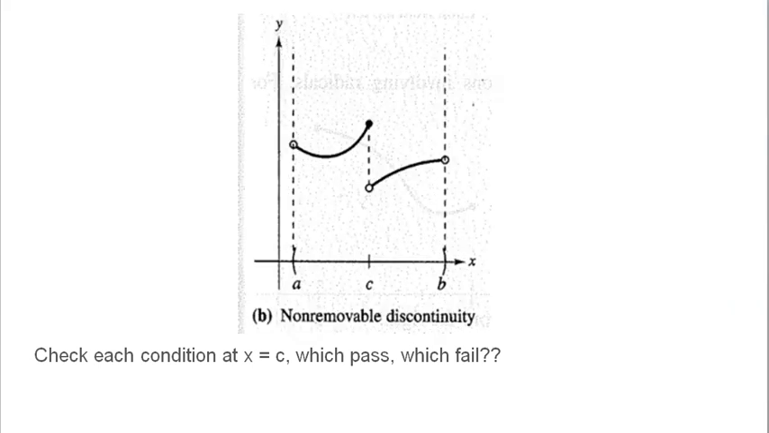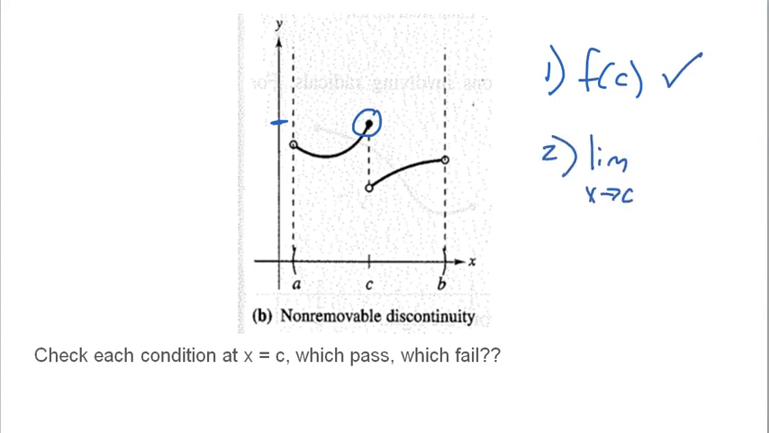Here's another example, and in this case, let's check the first condition. What happens at C? Well, I am defined right here. At C, there is a defined value right there, a filled in dot. So that condition passes. But number 2, the limit as x approaches C, sorry, this does not exist. The left side is up here, the right side is down here somewhere, the limit does not exist. So I'm not even going to go any further. This clearly is not continuous.